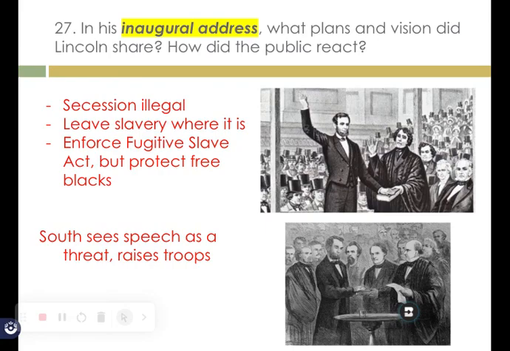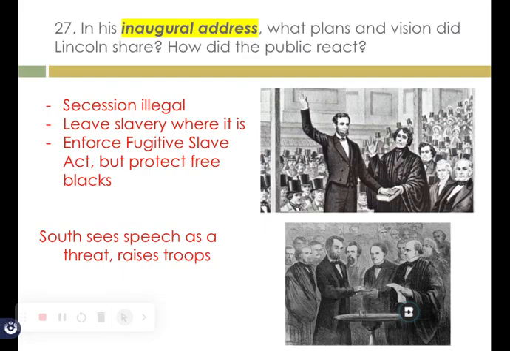He promises that he would leave slavery alone. He's going to leave it where it is. Abraham Lincoln sort of doesn't believe that he's even capable of ending slavery. Okay, so he's not going to try to get rid of it where it already legally exists, and he would enforce the Fugitive Slave Act as long as free blacks, however, are protected. Okay, so he was worried that free blacks in the North would be unjustly sent to slavery in the South, even though they were free.